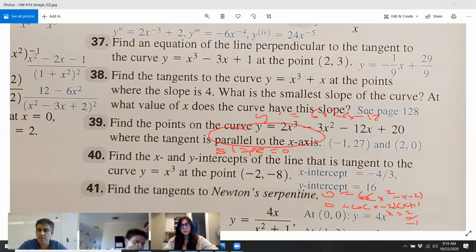I like 39 a lot. That's something we could have on our test, probably multiple choice. Maybe I might do that. Who knows?